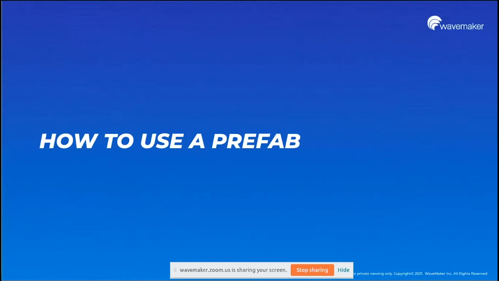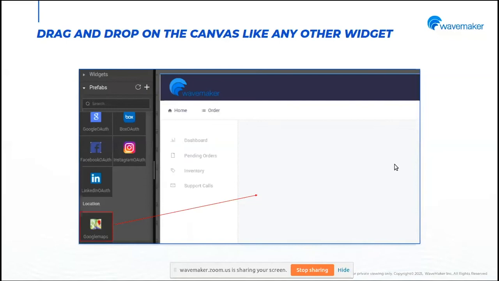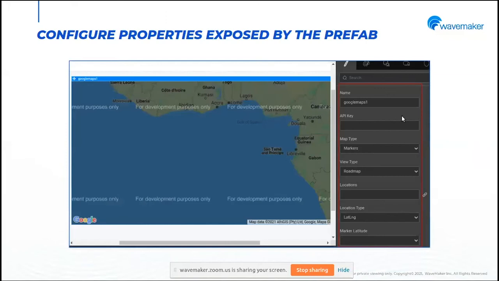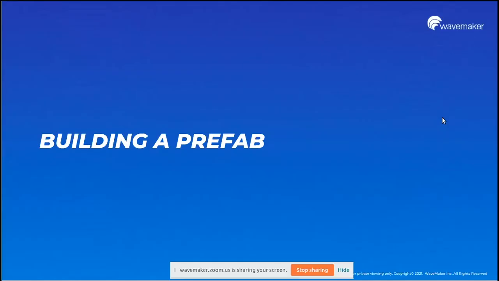Now let's see how to use a prefab. Like I said earlier, it's as easy as dragging and dropping onto the canvas. From the prefab section, you choose which prefab you need, drag it and drop it onto the canvas, and then configure properties exposed by the prefab, and that's it, you're good to go. You can preview your prefab in runtime. Okay, now let's see how we build a prefab.